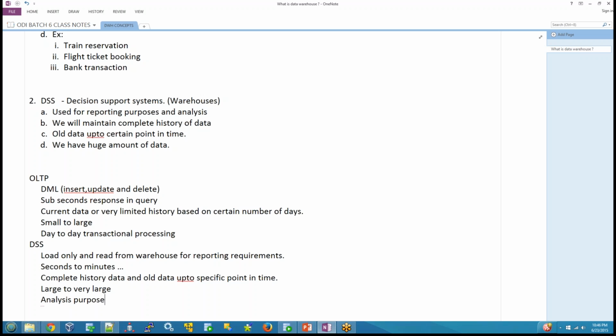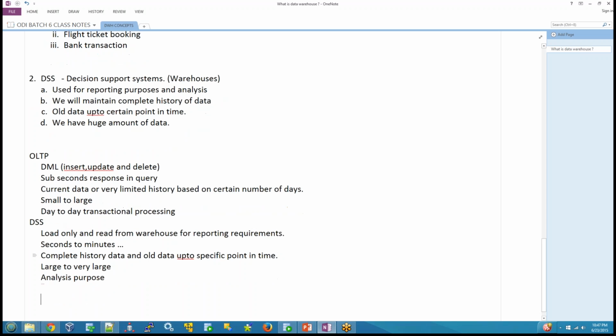Okay, so now everybody is clear with the characteristics and differences. If anybody asks you what the basic differences are between OLTP and decision support, these are the four important points, so you need to answer it. Anybody have any doubts? Is everything clear? Yes or no, please? Yes. Okay.